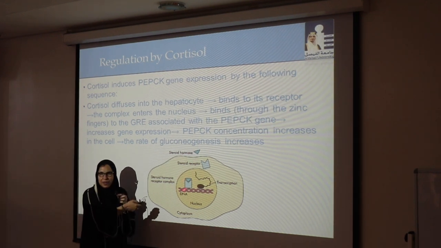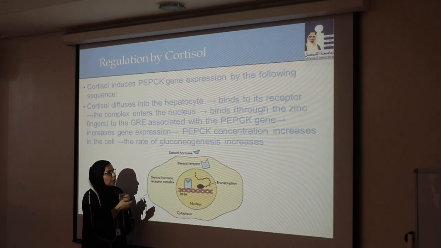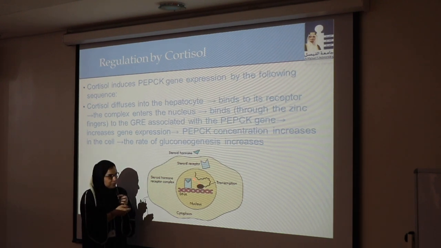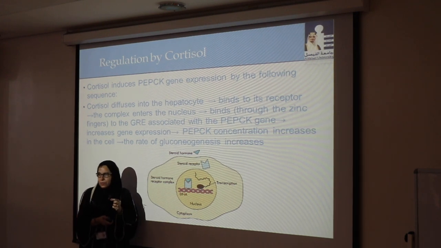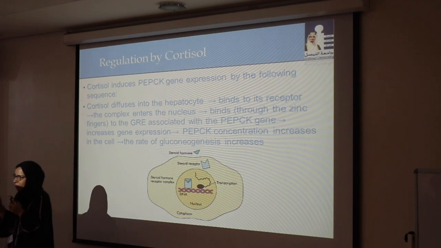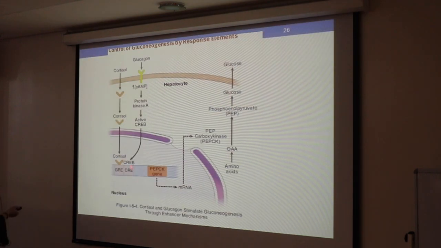What is the transcription factor made of? Cortisol plus the receptor, okay? And what is the name of the control element? GRE, okay? So it is glucocorticoid response element. So we have GRE and we have, what's the other one? CRE, okay?